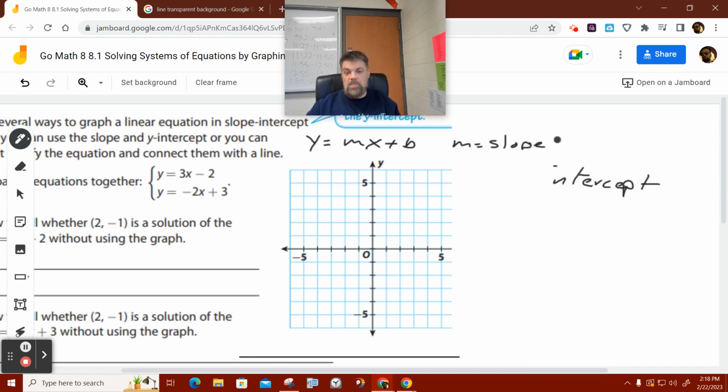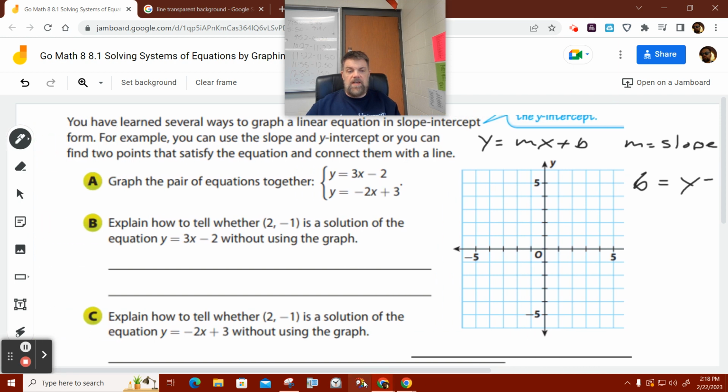M is the slope, and that's equal to my rise over run, my up and over. And then b is equal to my y-intercept. That's convenient. And so we're going to look at what happens to graph these things together. So it says you can use the slope and y-intercept, and you could graph and find the points that satisfy the equation and connect them with a line.